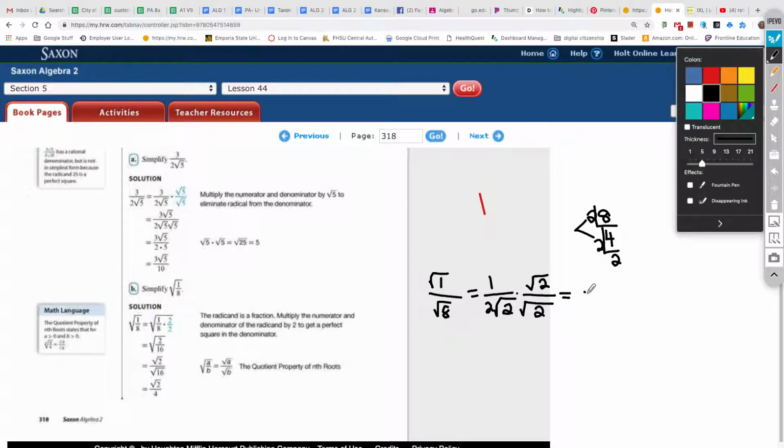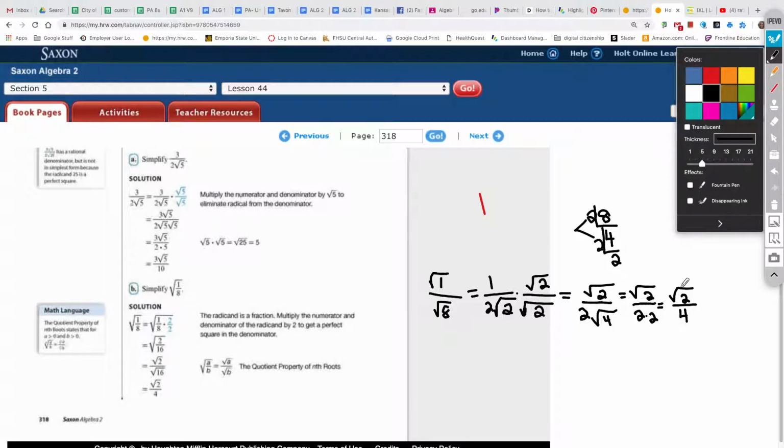I don't even need that 1 anymore. And then I have 2 out front. And this is now square root of 4, which we know what the square root of 4 is. That's just plain old 2, right? So now I have 2 times 2. And that gives me square root of 2 over 4.